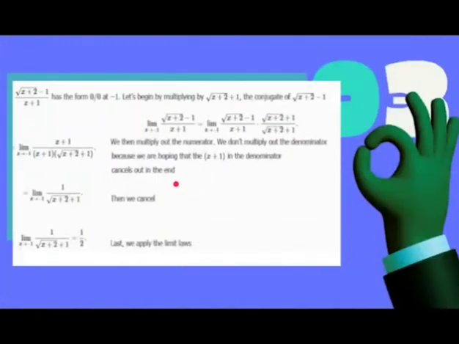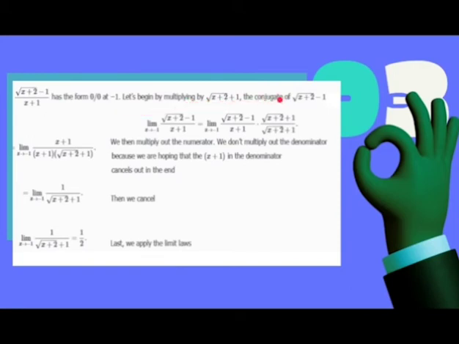For our last example, we will show an example on how to solve rational functions with square roots. Since the limit of the difference of the square root of x plus 2 and 1 all over x plus 1 as x approaches -1 results to 0 over 0 when using substitution, then the conjugate of the numerator must be used.